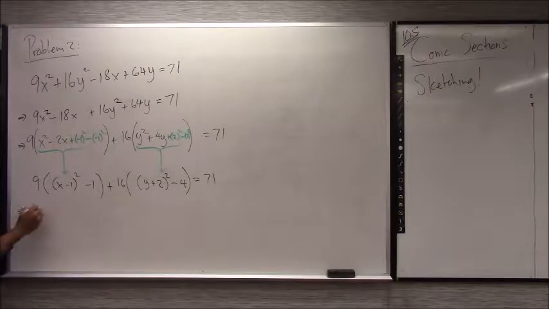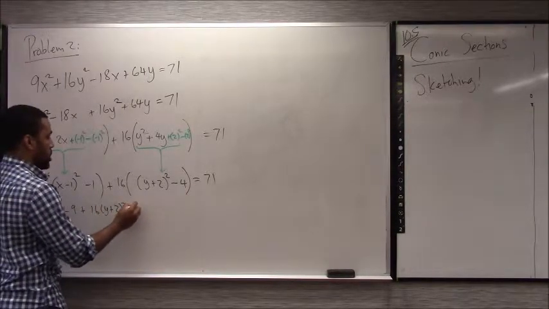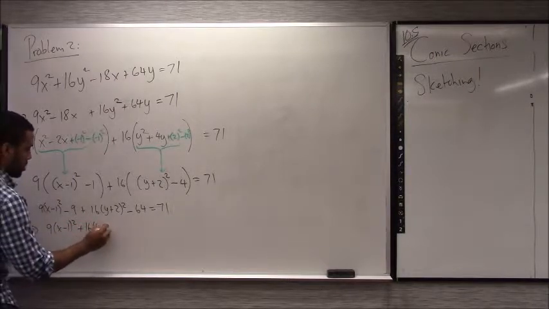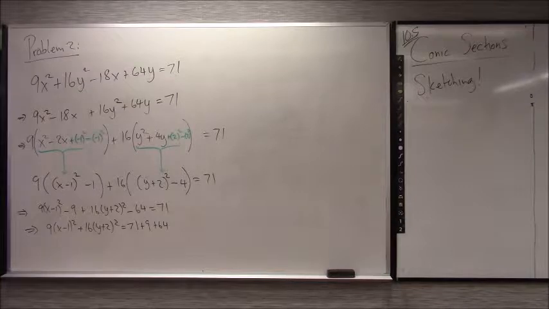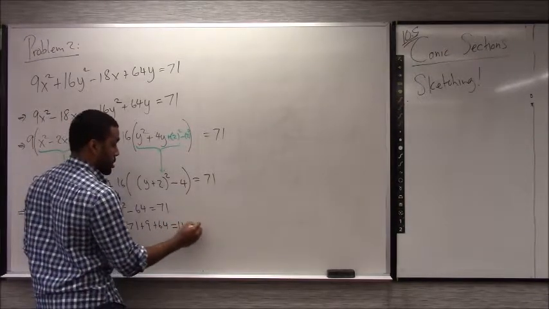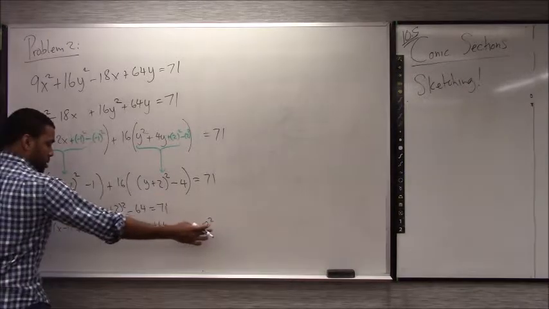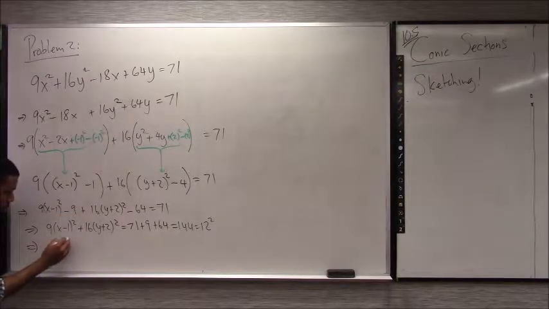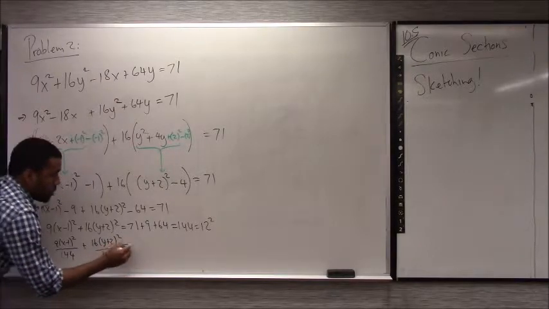So this basically becomes 9x minus 1 squared minus 9 plus 16y plus 2 squared minus 64 equals 71. And so I move those guys over. So it's 71 plus 9 plus 64. And what's that? That's 80 plus 64. It's 144. It's a nice number. So that's 12 squared. But now what we would do is we divide both sides by 12 squared, or divide both sides by 144. So I get 9x minus 1 squared over 144 plus 16y plus 2 squared over 144 equals 1.